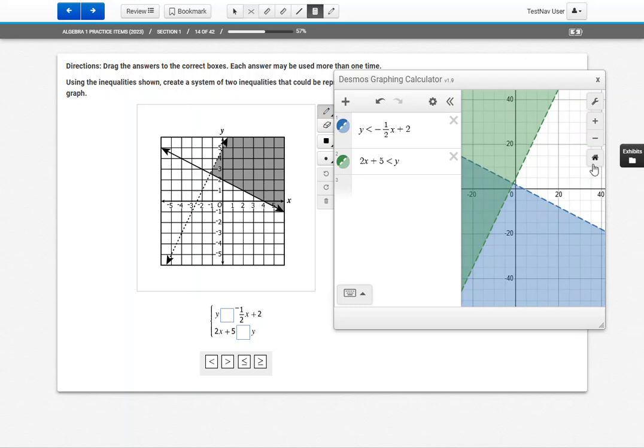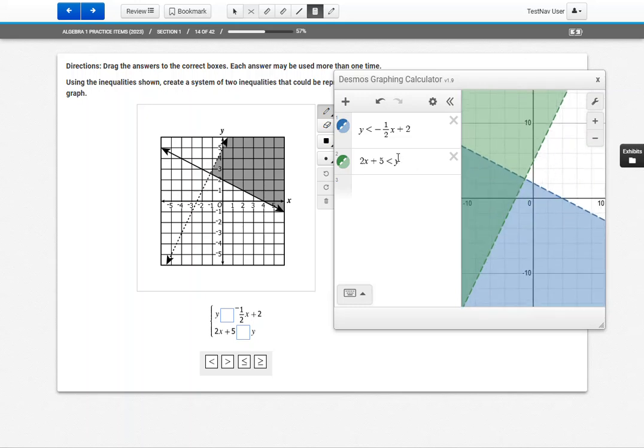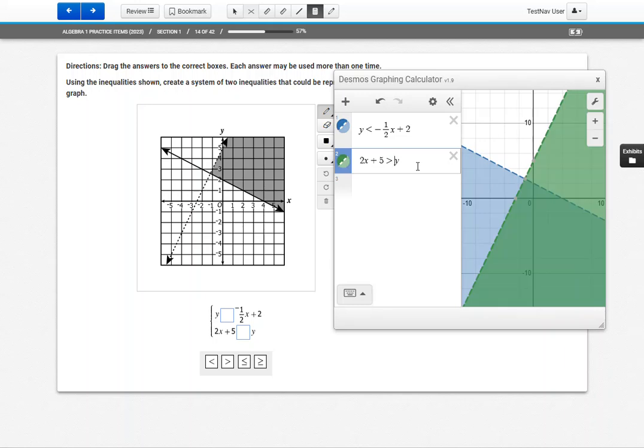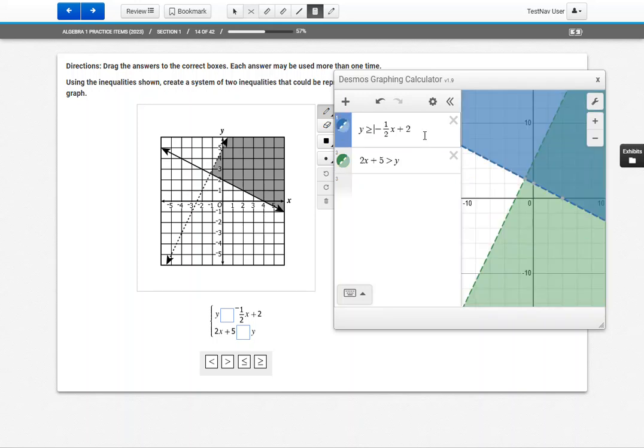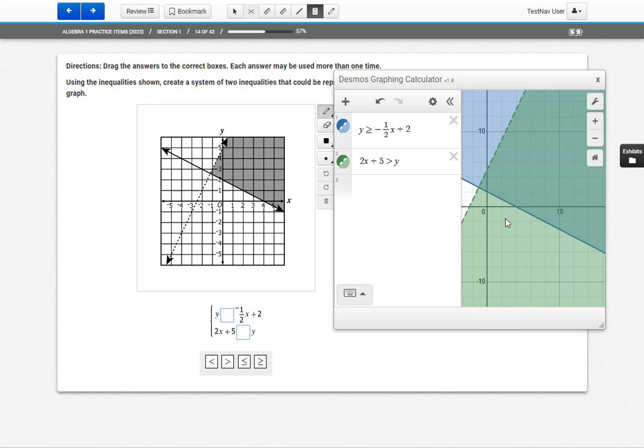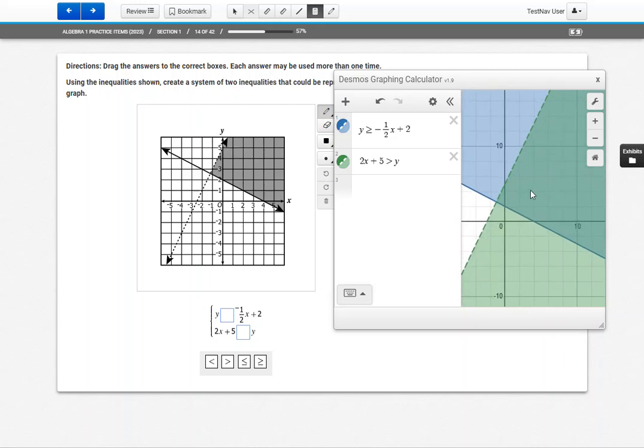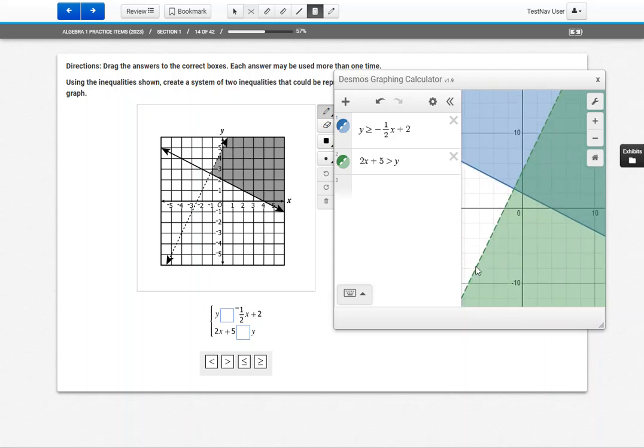I want the graph to be shaded over here. So I'm just going to mess around with these. So this one, I need it to be a dotted line. It's on the green. So let me change that to greater than. There you go. And then I have a dotted line and it's shaded above. This one just needs to be flipped up. So let me change this line and then put an equal to sign there. There you go. So again, the solution that I'm looking for is this area right here. Solid, dotted. There you go. So it's going to be greater than, and then greater than or equal to, and then greater than here.